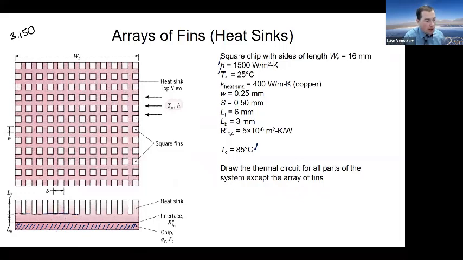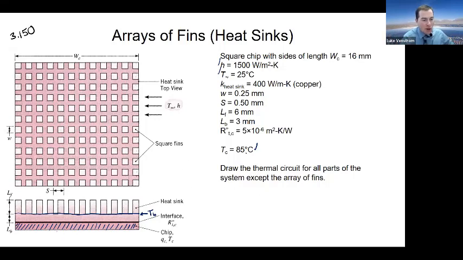What's important to recognize is that what we call the base of the fin is right here at this interface. So this would be T_B right here. There is some conduction resistance as well in the solid chunk of material at the base of the heat sink, but even though that's still part of the heat sink, we separate that away from our array of fins.